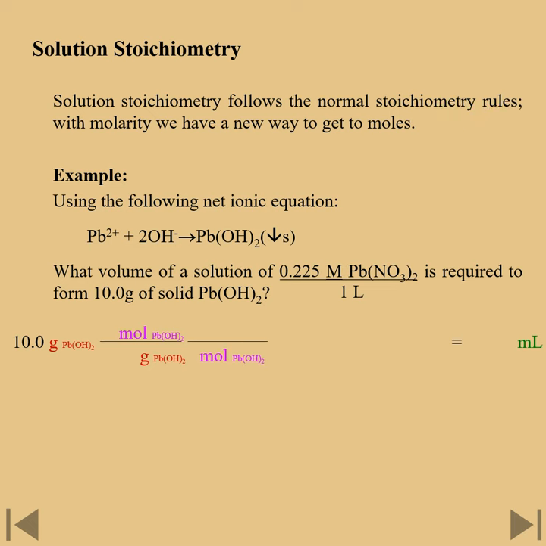And then from moles of lead 2 hydroxide, we can go into moles of the chemical we're after, the lead 2 nitrate. And now from moles of lead 2 nitrate, can I go to milliliters of solution? No, but I can go to liters. And then all that's left is to do a simple metric conversion from liters to milliliters.